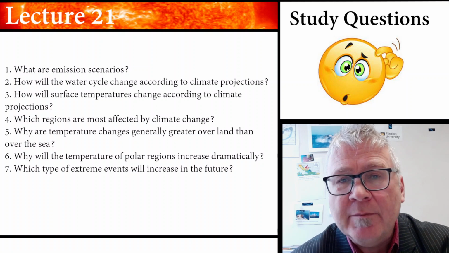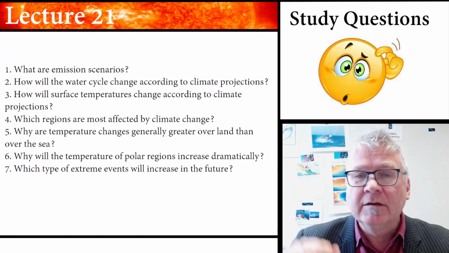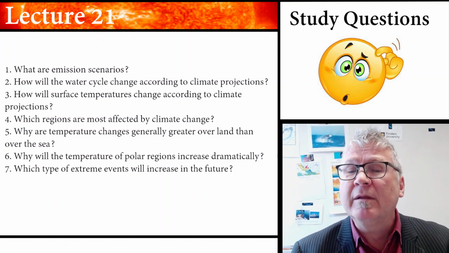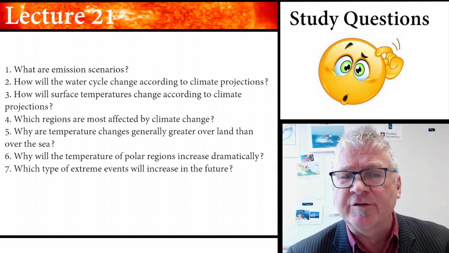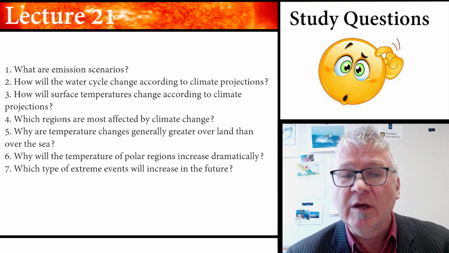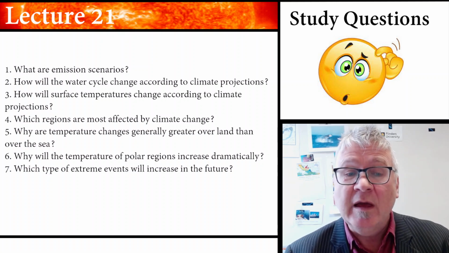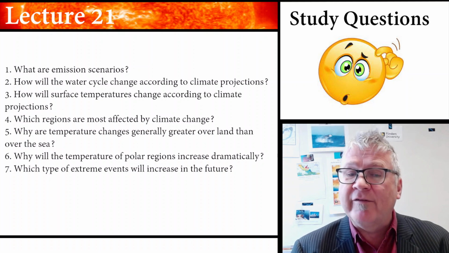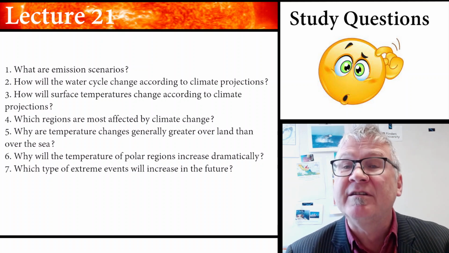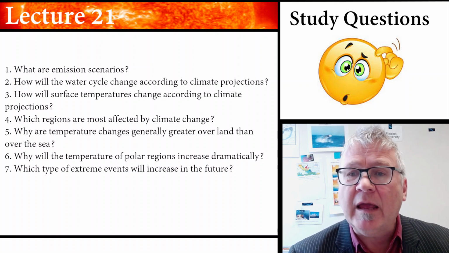What are emission scenarios? So your neighbor comes knocking: Hey, what are these emission scenarios that they're always talking about? I don't understand it. So how will the water cycle change according to climate projections? How will surface temperatures change according to climate projections? Which regions are most affected by climate change? Why are temperature changes generally greater over land than over the sea? Why will the temperature of polar regions increase dramatically? Which type of extreme events will increase in the future?